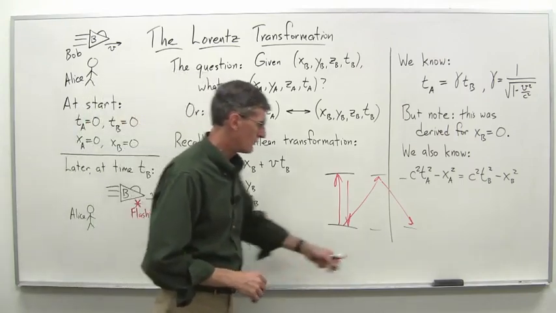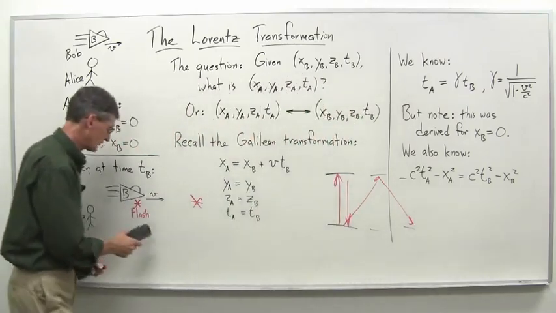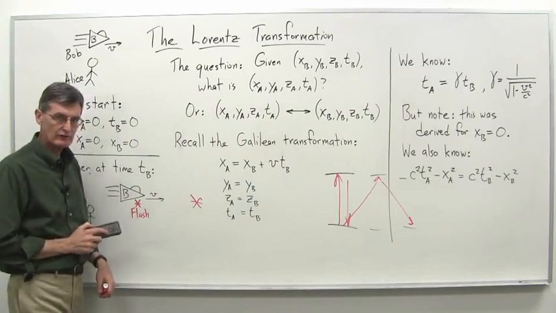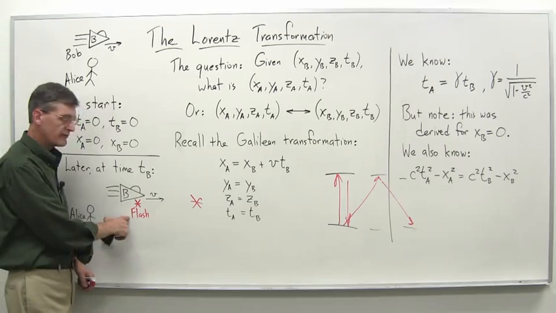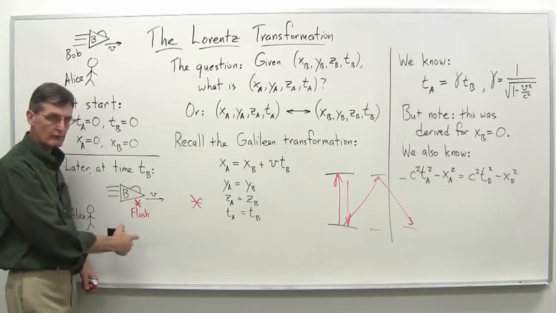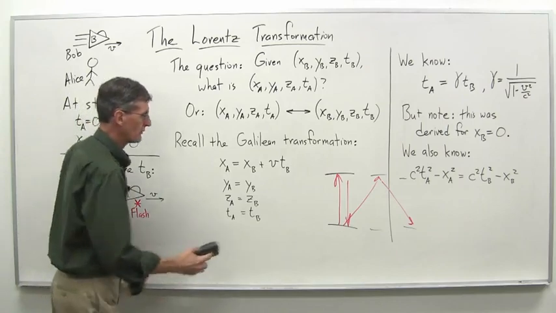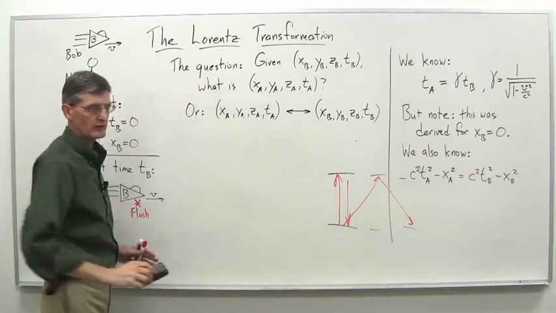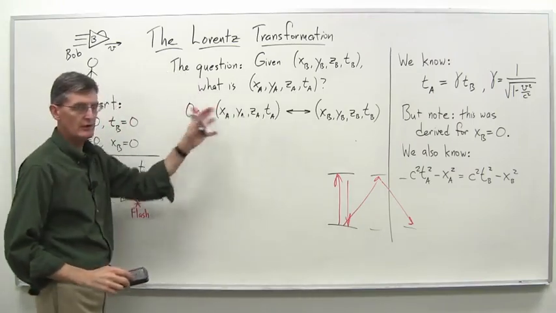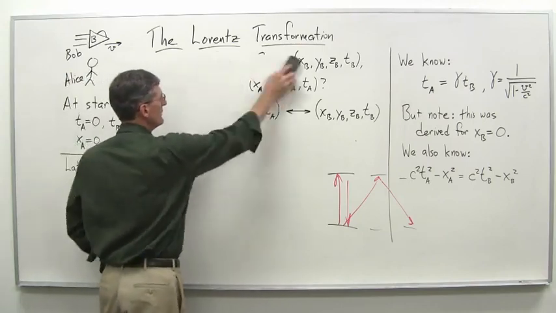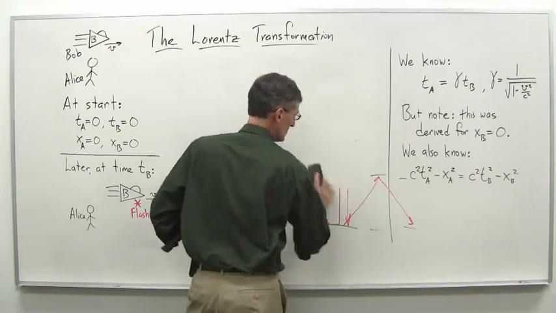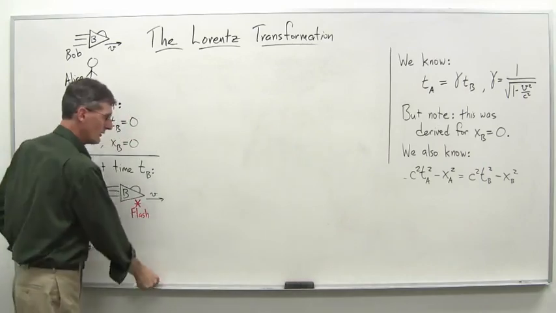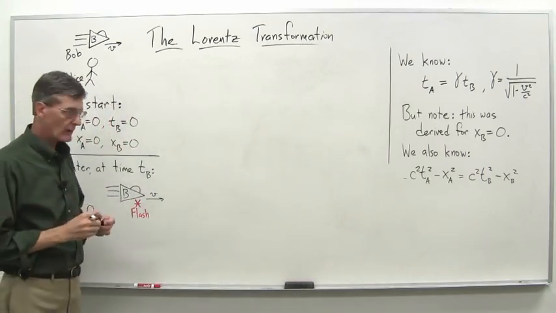So we're going to start off, and in a couple minutes we'll get to the flash of light out here at a general location. But let's just do the flash of light first at Bob's location. So that's where we're going to head and see what we get. So that's our general question. That's our goal. We want to be able to transform back and forth. And so we're going to start here with a couple things we know.